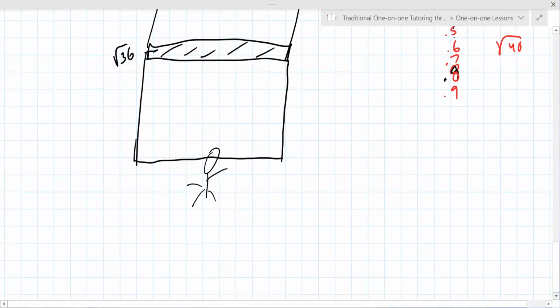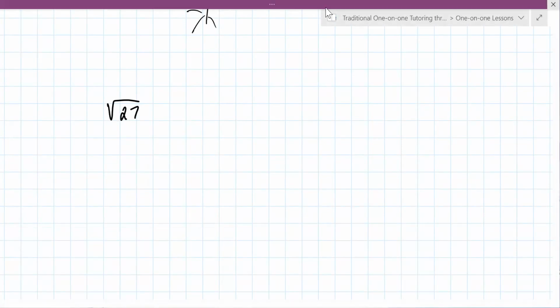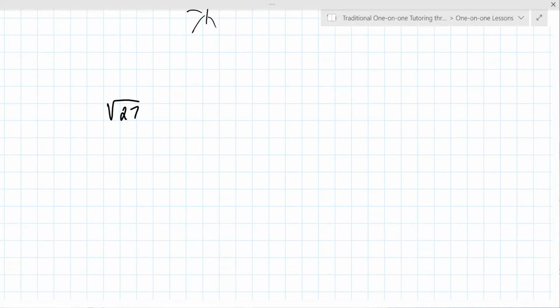So let me give you one more here. All right. What is the square root of 27? All right, square root of 27. 6 squared, 5 squared. 5 squared is the closest, or square root of 25. So it's between the square root of 25 and the square root of 36. So this is 5 and this is 6.